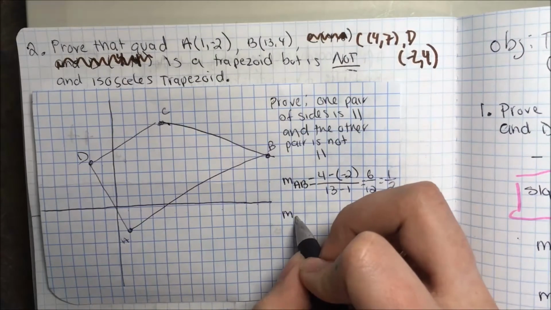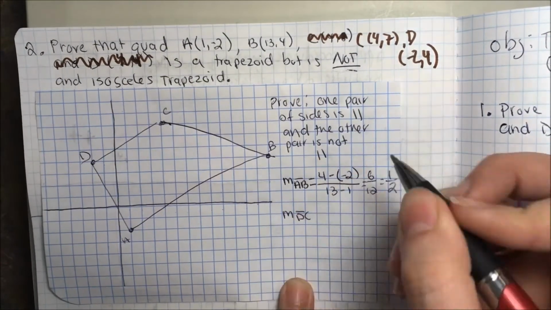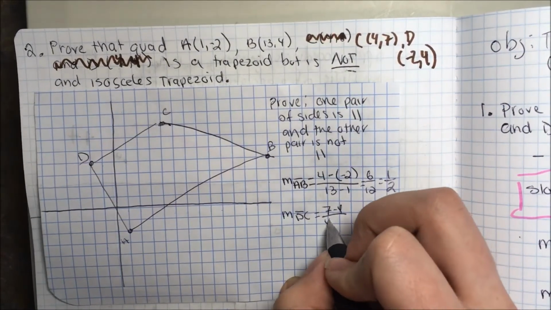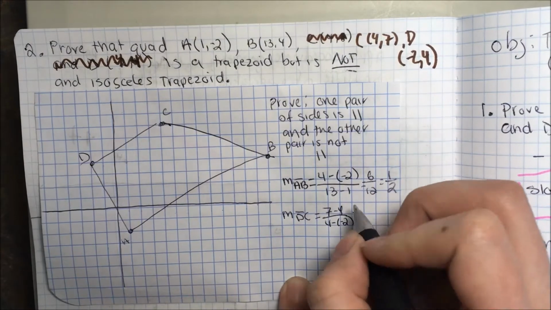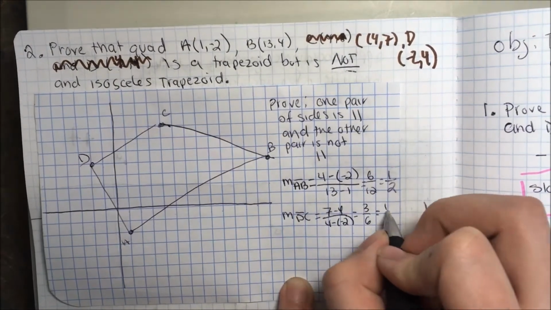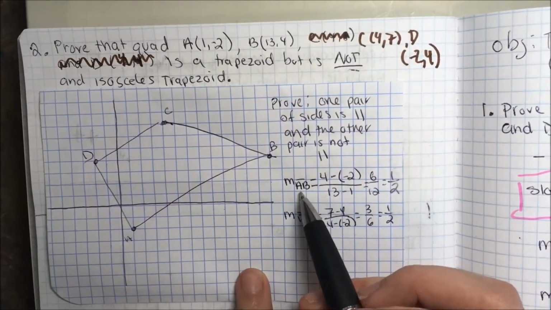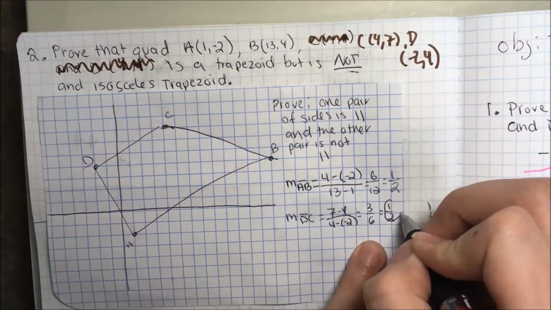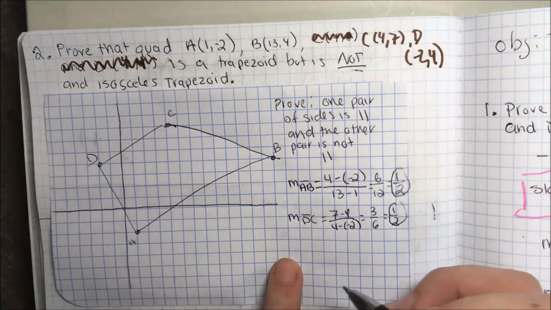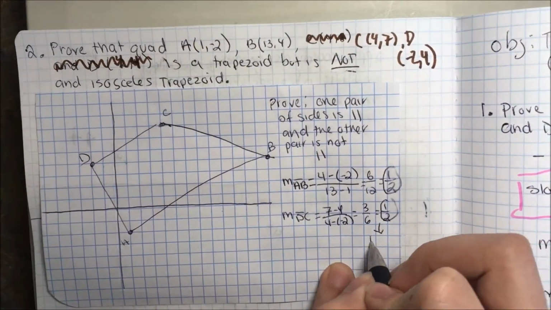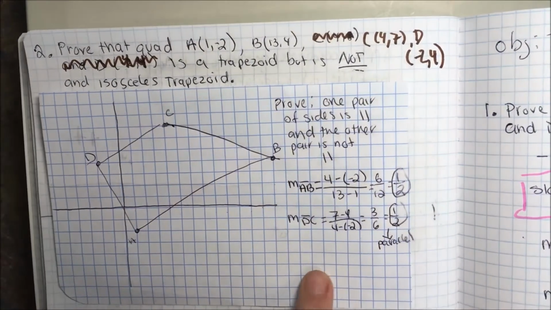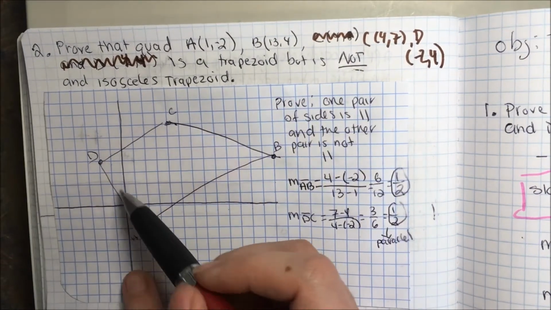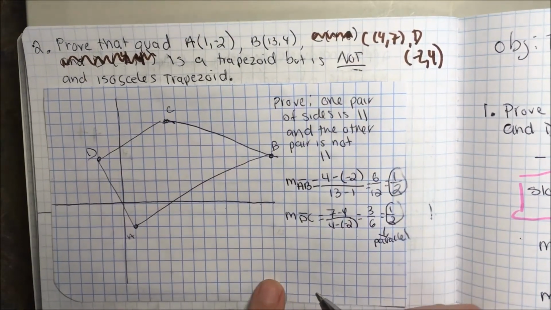So now we find the slope of DC. And that's going to be 7 minus 4 over 4 minus negative 2. And we get 3 over 6, which is also 1/2. So we see that our slope of AB and our slope of DC are both 1/2. So that means that they're parallel. Now we need to prove that the other pair is not parallel. So we need to prove that DA and CB are not parallel.